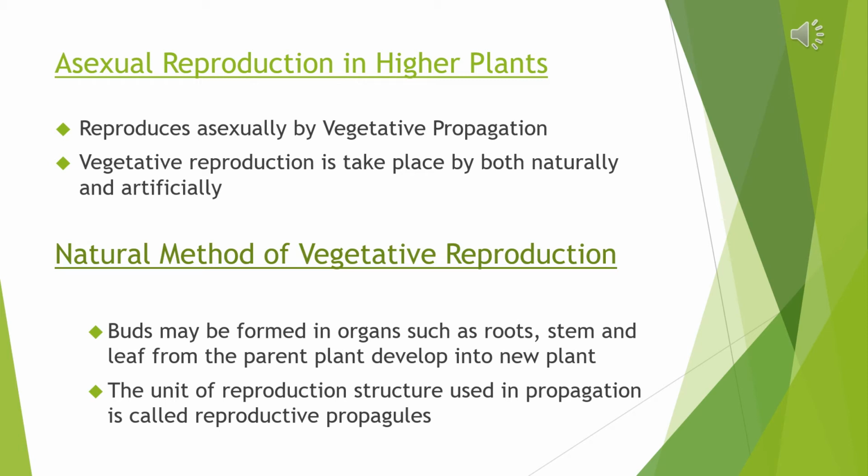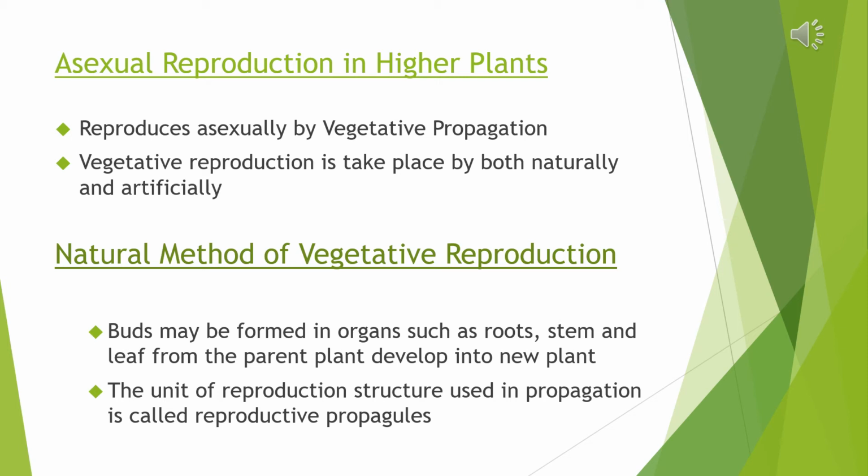Natural method of vegetative reproduction. The natural method of vegetative reproduction takes place by the formation of buds. A bud is a developing shoot system. In some plants, the buds develop from the root, stem, or leaf. These buds grow into new plants when the bud attains full growth and gets separated from the parent, and develops into a new plant.